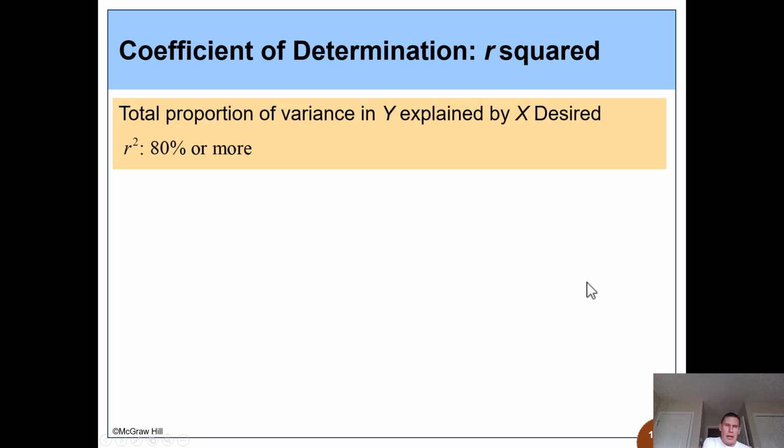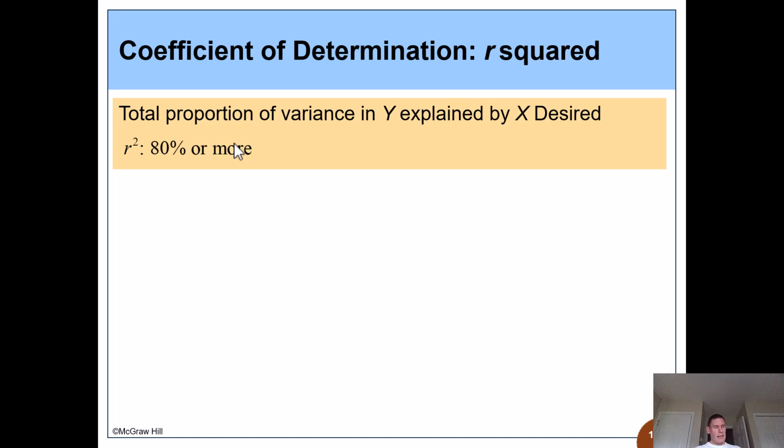And then, as I alluded to earlier, the coefficient of determination, R squared, is the total proportion of variance in Y explained by X. In this case, R squared is 80% or more. If you can get 80% or more, that would be great. But you can certainly publish papers with a coefficient of determination of less than 80%. Of all the papers I've published, maybe one or two, certainly no more than three, had an R squared of 80% or more.